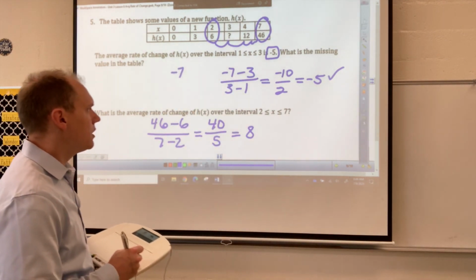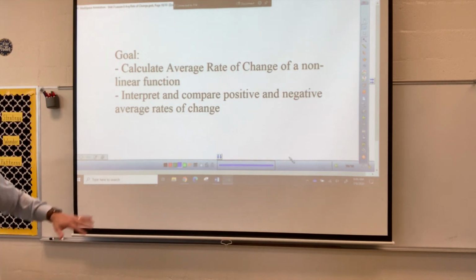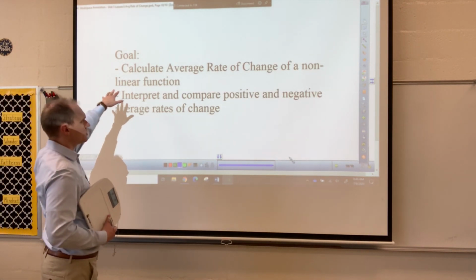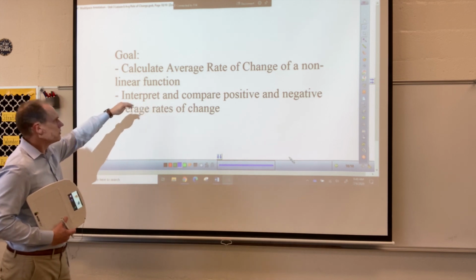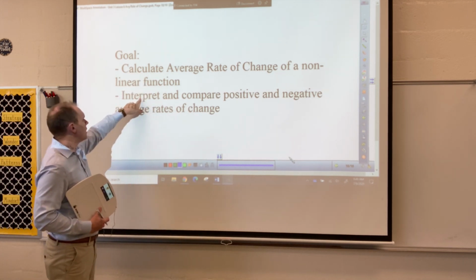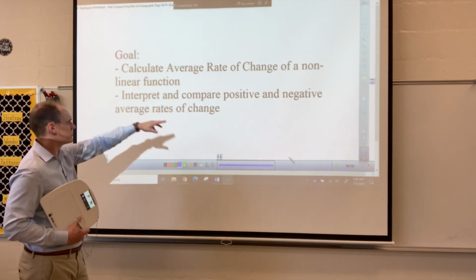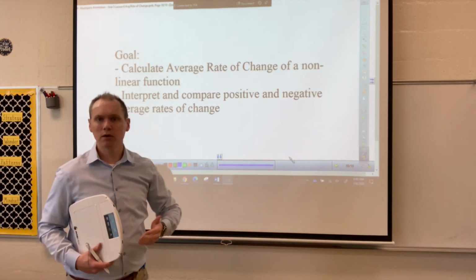All right, so hopefully we've been able to reach our goal for today. Again, these two here, calculate average rate of change of a nonlinear function. Remember, just the slope of the secant line. Interpret and compare positive and negative average rates of change, which we did quite a bit with the bike and truck example.